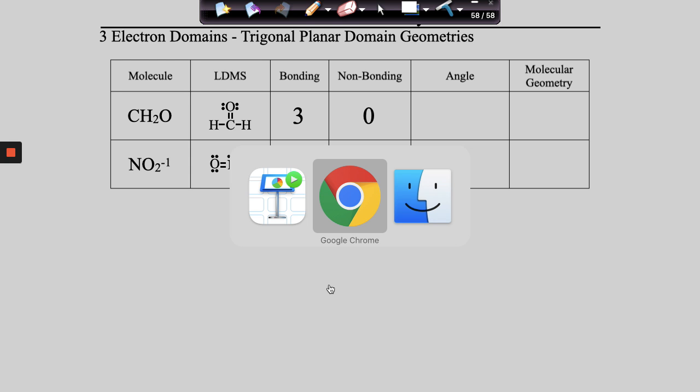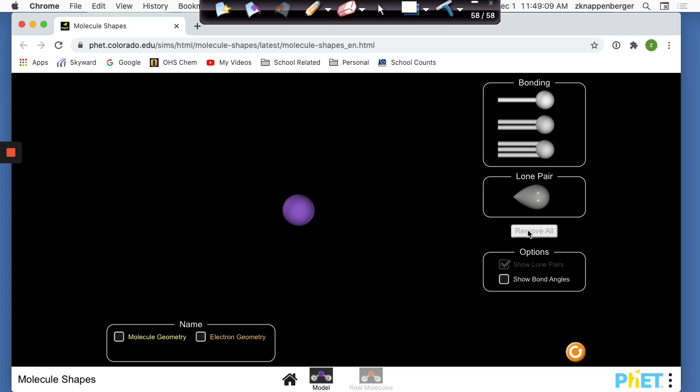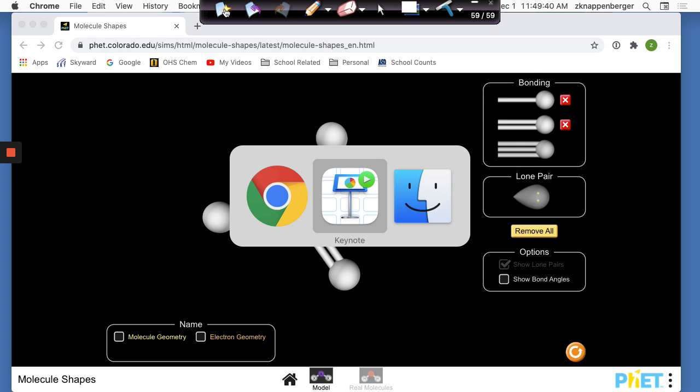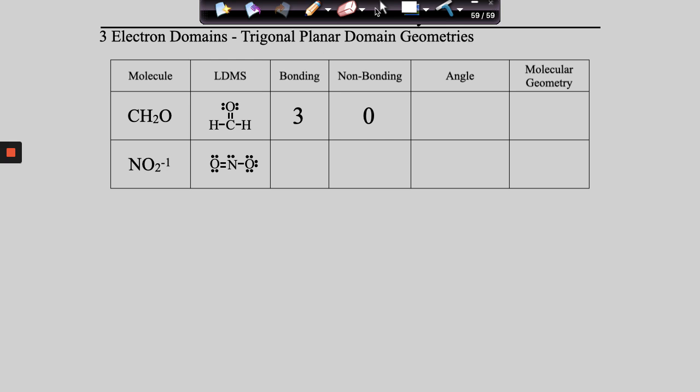So what does this look like? Well, let's jump over here and build it. The central atom there would be representative of our carbon atom. And then we've got a double bond to an oxygen. And then we've got hydrogens in both of these directions. And guys, sure enough, there it is. 120, 120, 120-degree angles. And we already know the name of that. It's trigonal planar. So when all of these are bonding domains, the angle is 120 and the molecular geometry is trigonal planar.